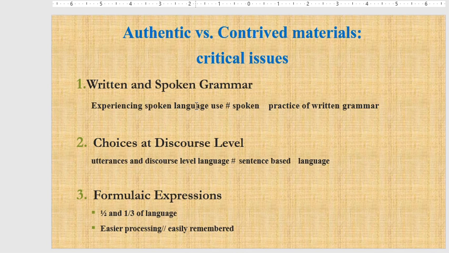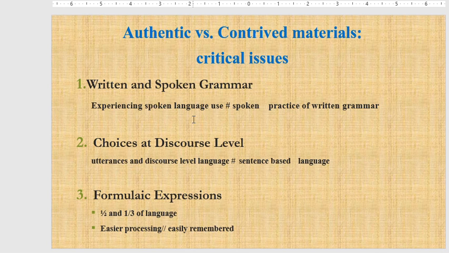The other one is choice. But about the first one, let me stress the important point that when we use authentic materials, the grammar is natural, the discourse is natural. So for spoken language, spoken grammar is used, and for written text, written grammar is used. You can use both of them in authentic materials. The language grammar is not distorted.